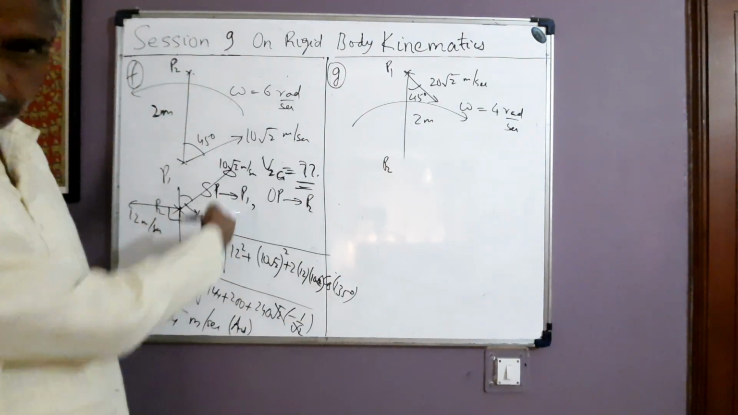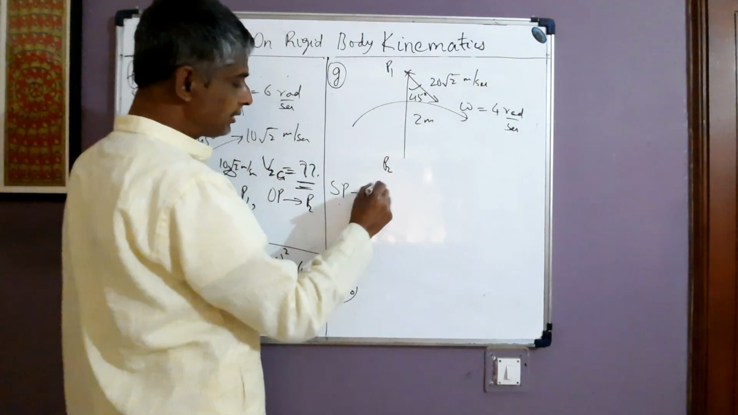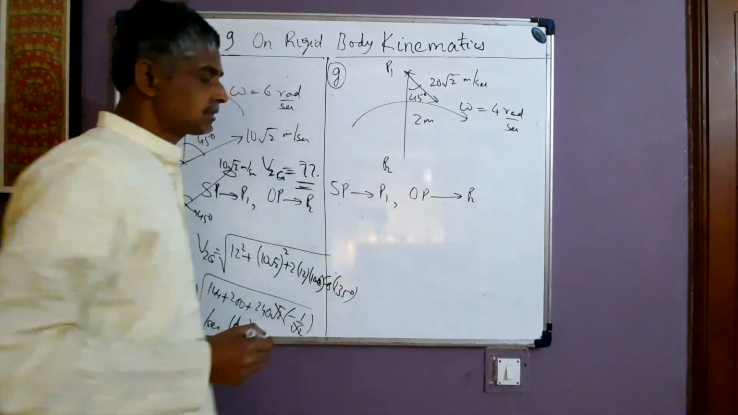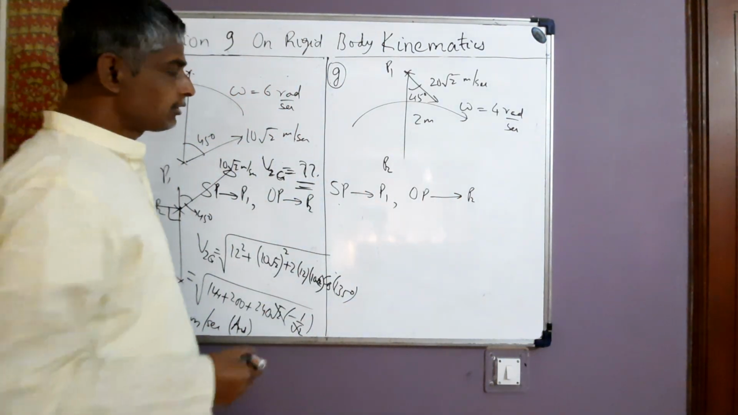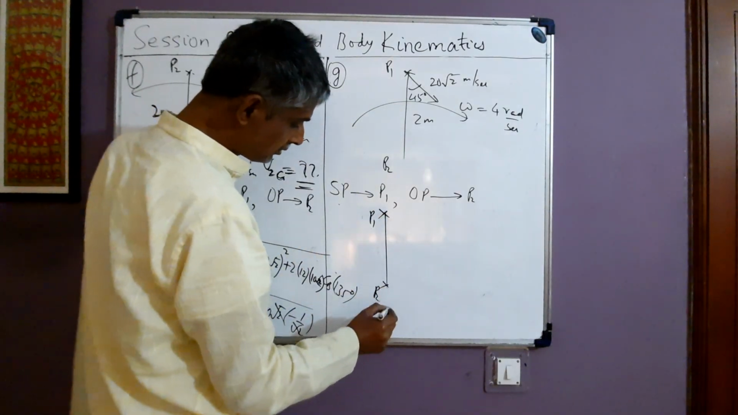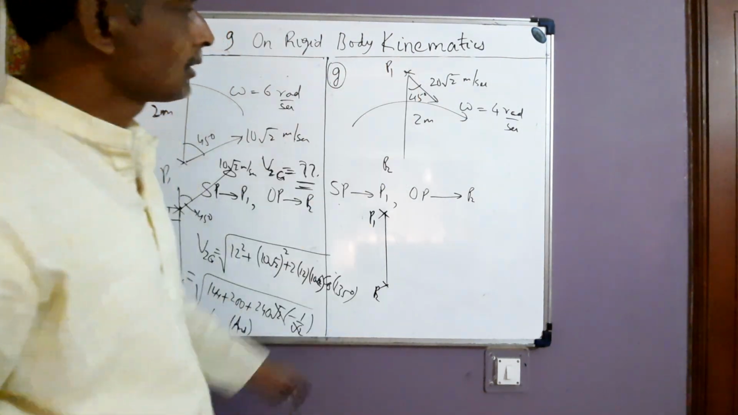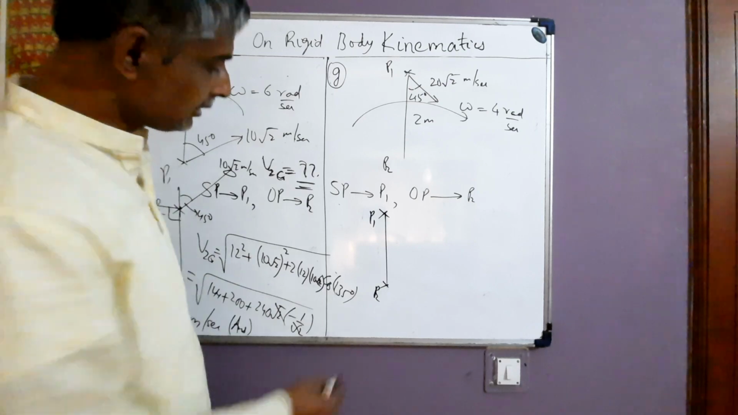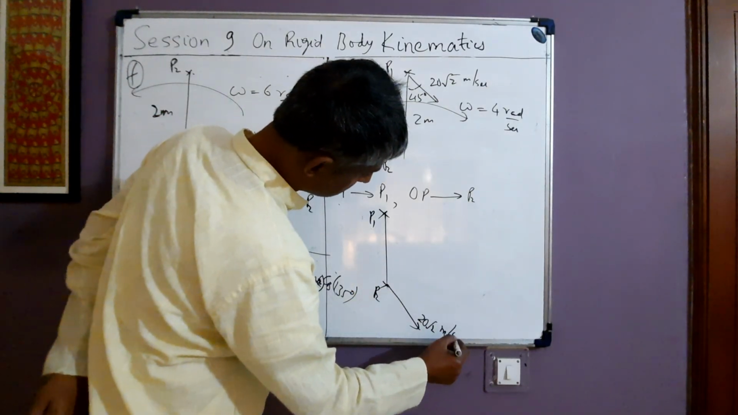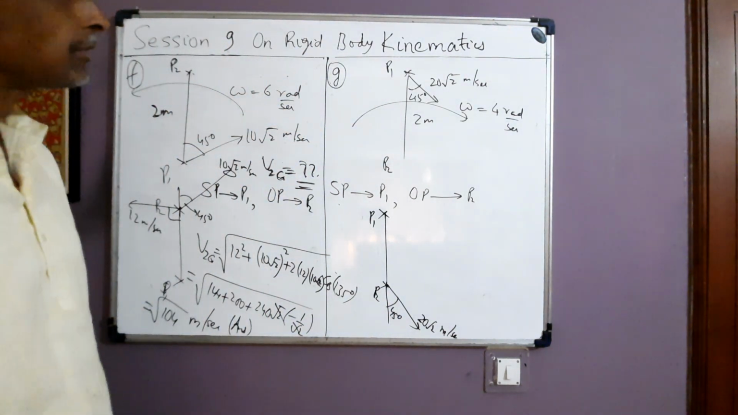Again, we follow the same rule as we have been doing in this video. SP arrow P1, OP arrow P2. We draw the line joining SP and OP. Orientation is same as in the question. Line P1, P2 has been drawn. We give the velocity of SP to OP. Velocity of SP is 20 root 2 at 45-degree angle. This we give to P2: 20 root 2 meter per second, 45-degree angle.